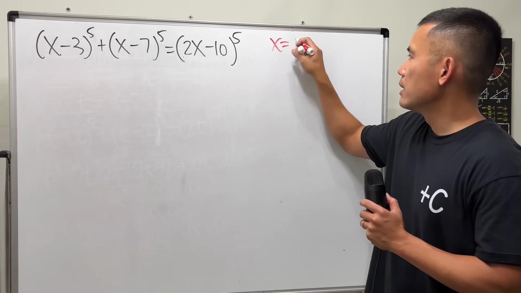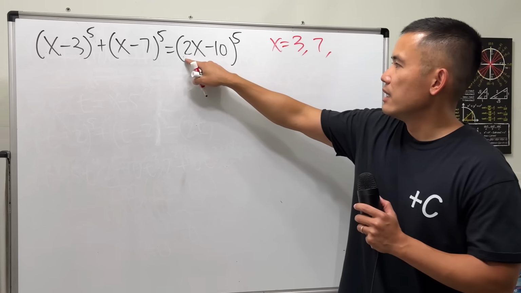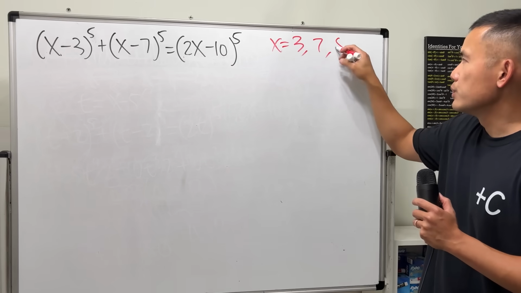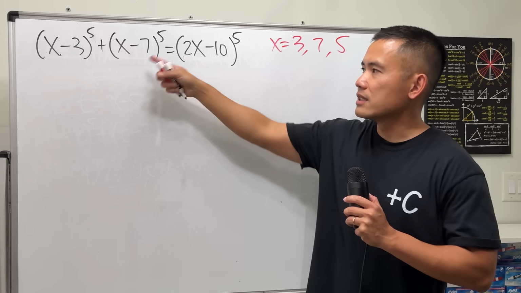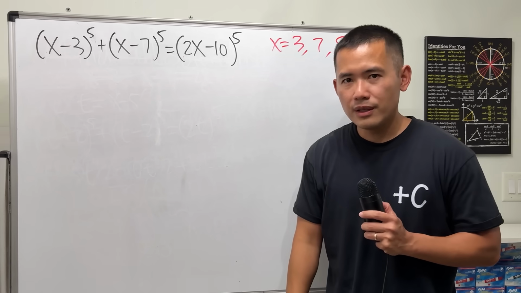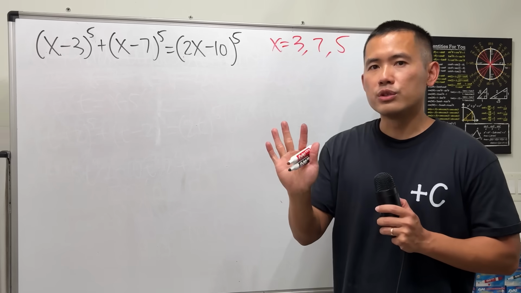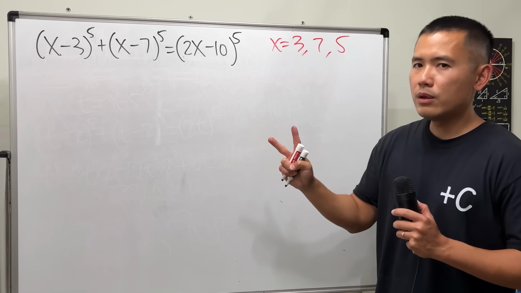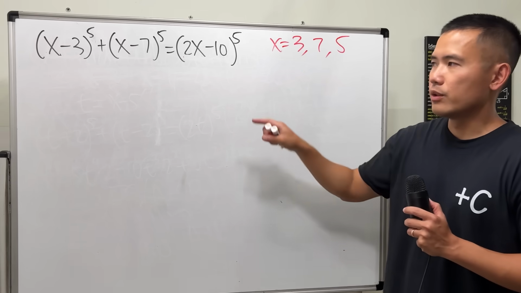3. And then do the same thing here, the next one you get 7. And then do the same thing here, you will see x is equal to 5. In fact, these are the 3 real solutions that will satisfy this quintic equation. However, since this is quintic, we will have a total of 5 solutions. We actually have 2 more, but they are complex. And in order to get that, I will show you guys the following approach.